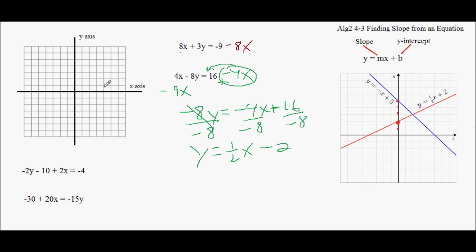So I should graph this. So I get minus 2 is the y-intercept. And it's going up 1/2, positive. So it's going to go this way. So 1, 2, like that. Or else you could go 2, 4. 1, 2 up, 1, 2, 3, 4 that way. Right there, I could draw a line. We'll go like that. Okay? That's that one.